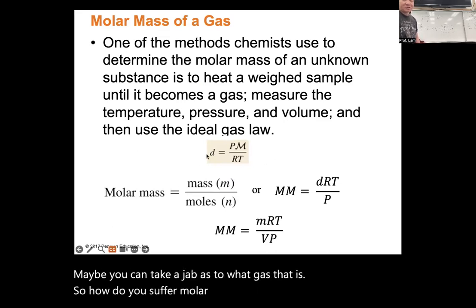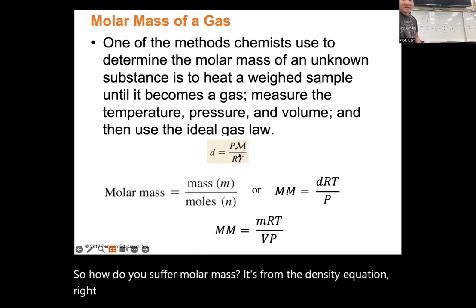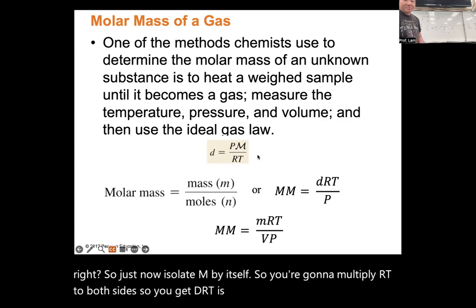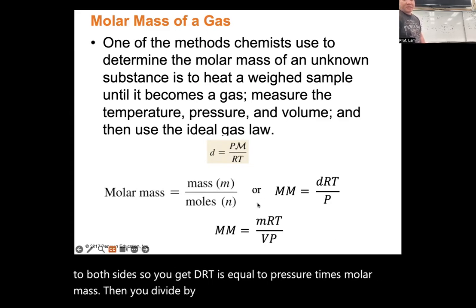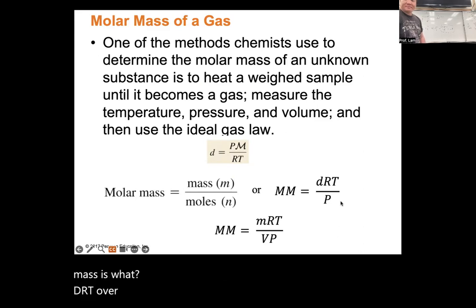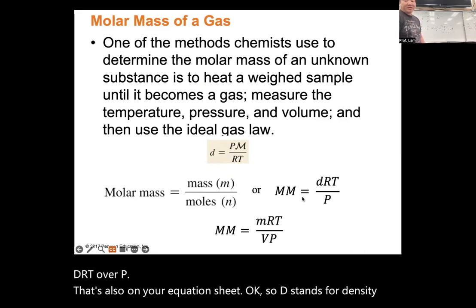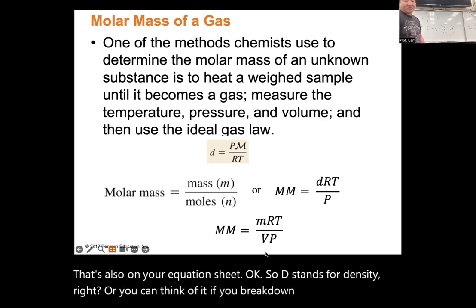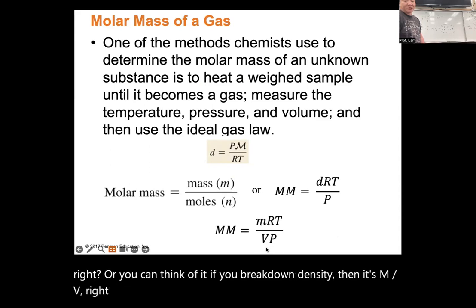So how do you solve for molar mass? It's from the density equation. So just now isolate M by itself. You're going to multiply RT to both sides, so you get DRT is equal to pressure times molar mass. Then you divide by pressure to get molar mass. So molar mass is DRT over P. That's also on your equation sheet. D stands for density, or if you break down density, it's m over V, so then it becomes mRT over VP as your molar mass.